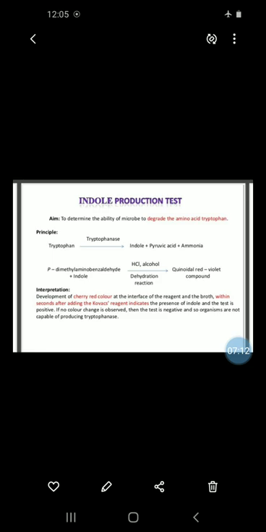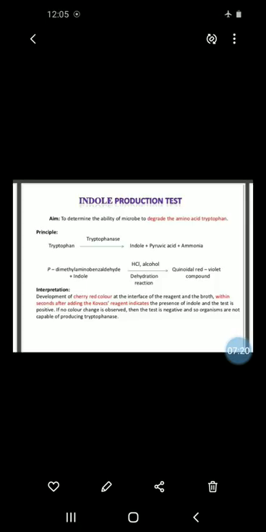What is the observation? If a cherry red color is formed at the interface of this reagent and the broth within a few seconds after the addition of Kovac's reagent, it indicates the presence of indole. It means this test is positive. If no color change is observed, then this test is negative, and the organisms are not capable of producing tryptophanase.